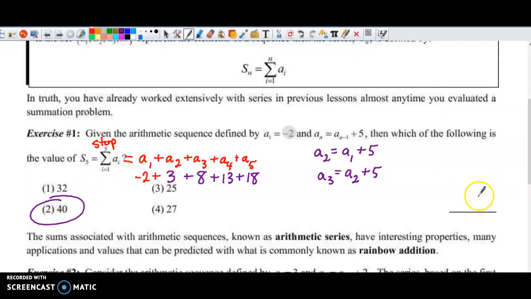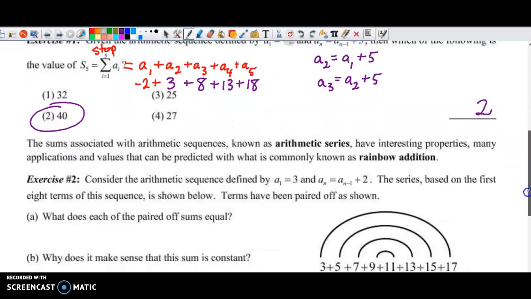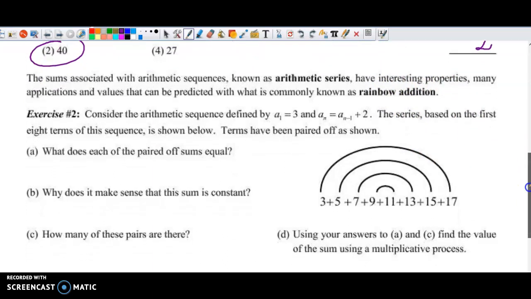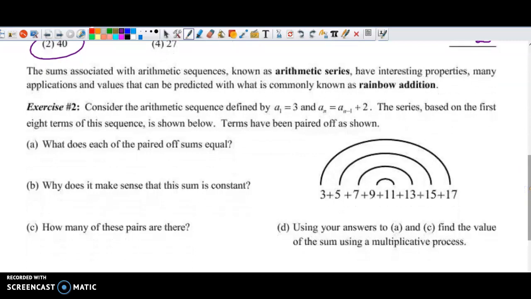Now let's explore what you could do to do this problem a little bit faster. And this person actually calls it rainbow addition. And there's definitely a pattern that happens. And so they do a lot of the work with this problem. They tell you it's an arithmetic sequence. So we only do rainbow addition with arithmetic series. The first term is 3, and each next term goes up by 2. So they do the bulk of that work for you.